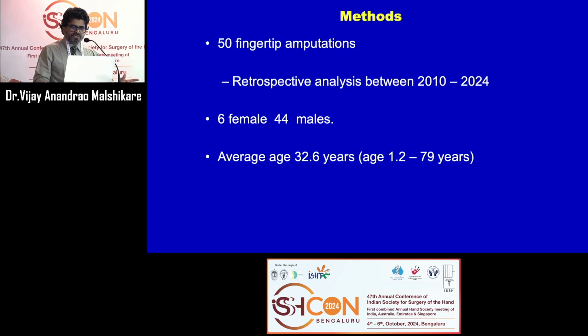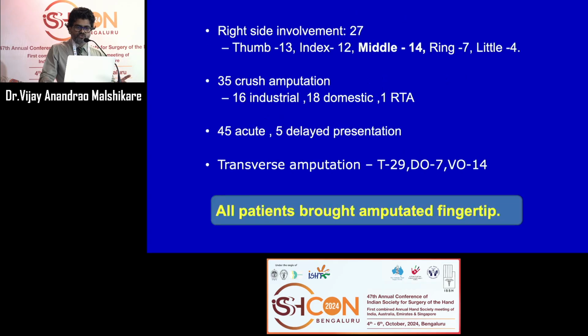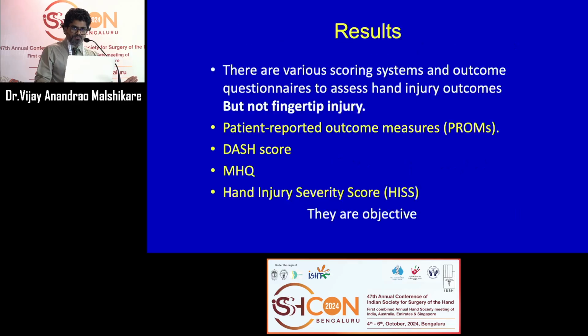50 fingertip amputations, retrospective analysis 2010 to 2024: 6 female, 44 male. Average age was 32. Right side dominance was more. Middle finger is more commonly affected. 35 were crush amputations, 18 were domestic. 45 acute, 5 delayed presentation. Transverse amputation was common. All patients brought the amputated fingertip.